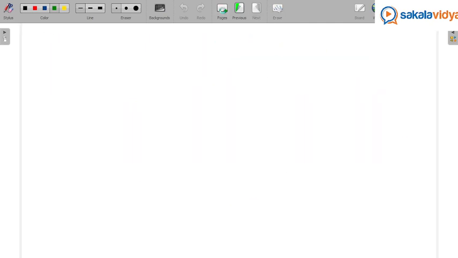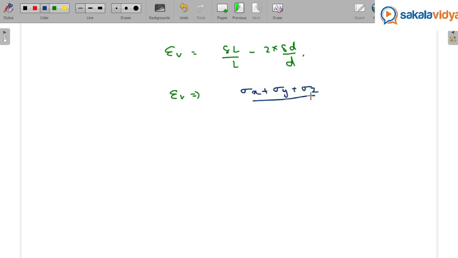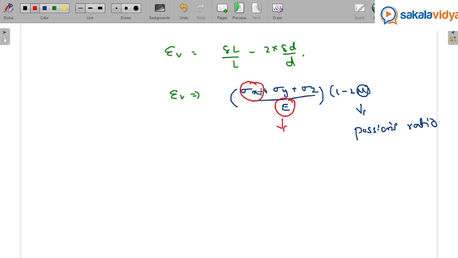So today we have seen the volumetric strain for a cylindrical rod, which is nothing but delta L by L minus 2 times of delta D by D. After that, we have seen the volumetric strain when the forces are acting perpendicular to each other: sigma x plus sigma y plus sigma z divided by E times of 1 minus 2 into mu, where mu is nothing but Poisson's ratio, whereas E is nothing but Young's modulus or modulus of elasticity. Sigma x is the stress in x direction, sigma y is the stress in y direction, sigma z is the stress in z direction. Thank you.